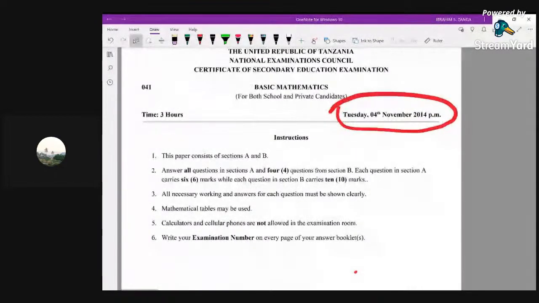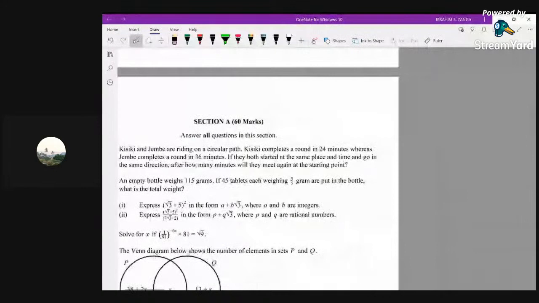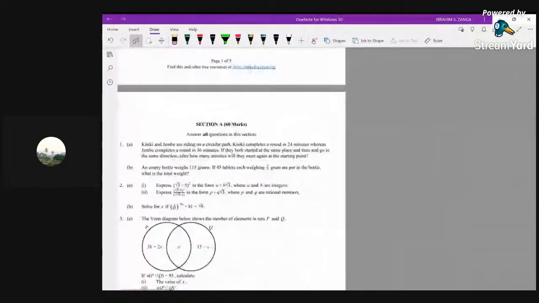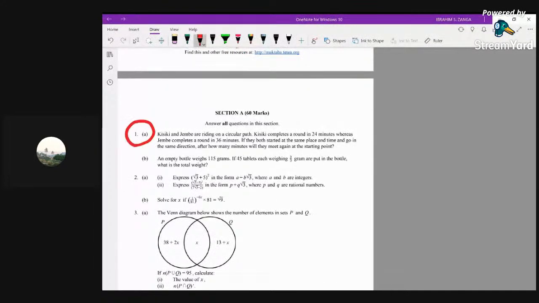So let us focus now on the questions in this exam. To go straight forward to section A, question number 1A. Kasiki and Jembe are riding on a circular path. Kisiki completes a round in 24 minutes, whereas Jembe completes a round in 36 minutes. If they both started at the same place and time and go in the same direction, after how many minutes will they meet again at the starting point?